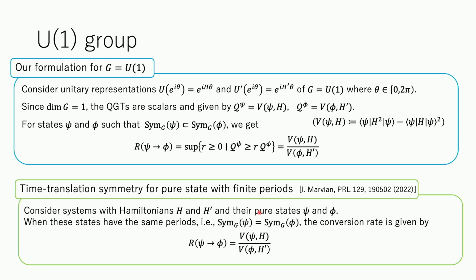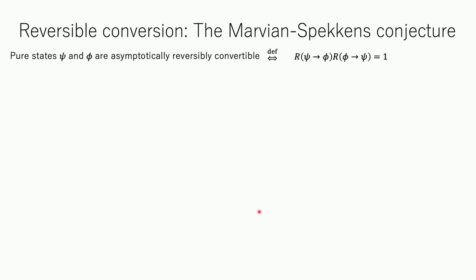Okay, so this is the U(1) result. And the result of the U(1) theory is the simplest example of reversible conversion. Here we say that two pure states, psi and phi, are asymptotically reversibly convertible if the product of the conversion rates in both directions is equal to 1.